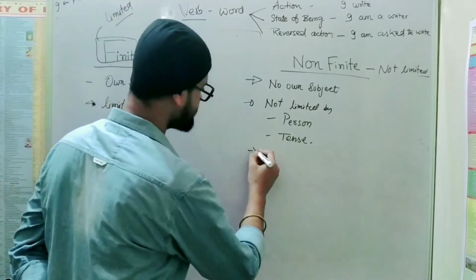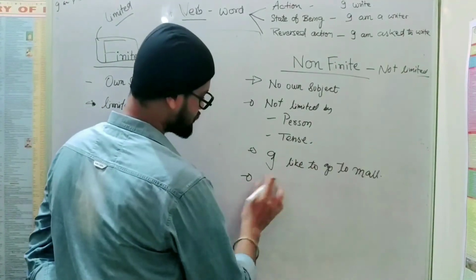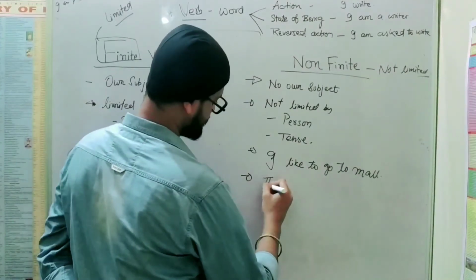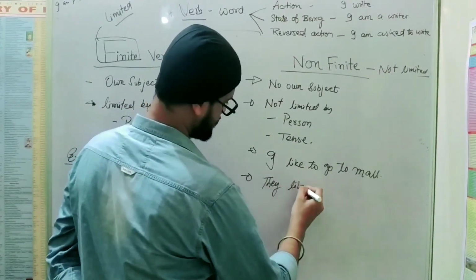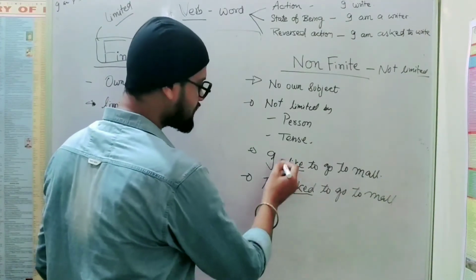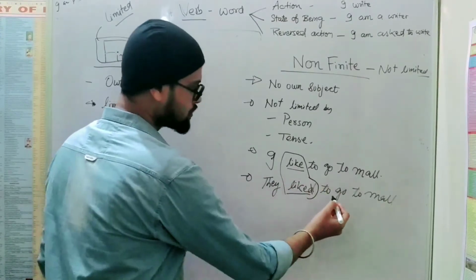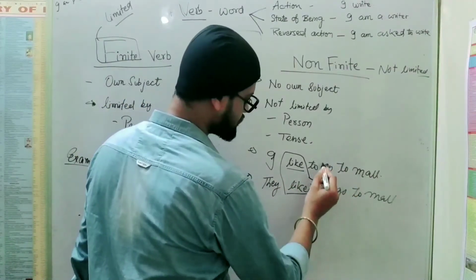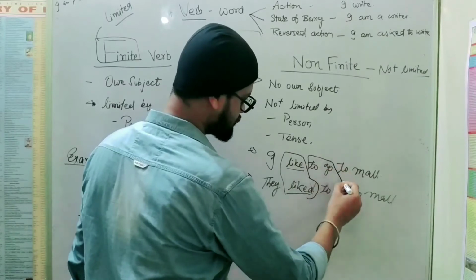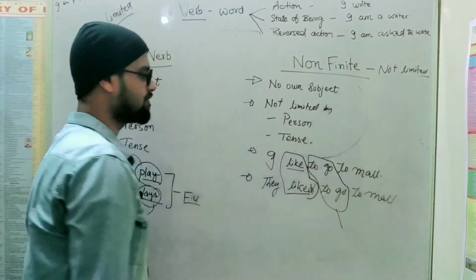On the other hand, let me tell you, I like to go to mall. So here, like and liked, these are called finite verbs. And on the other hand, to go and to go, these will be called your non-finite verbs.